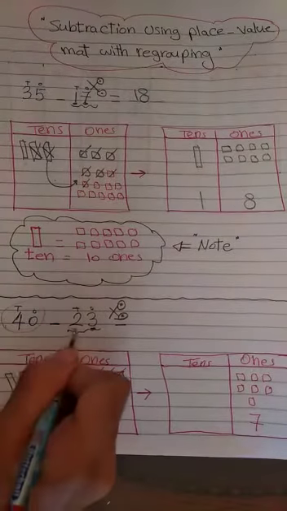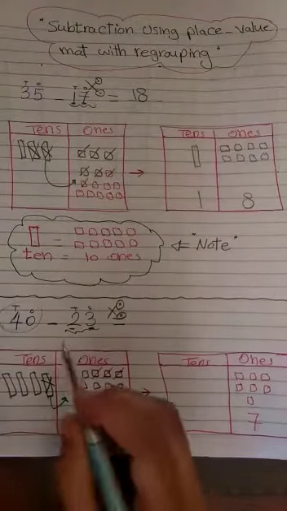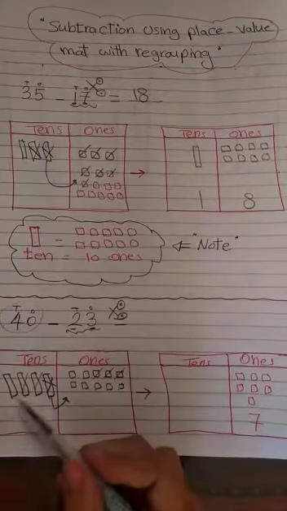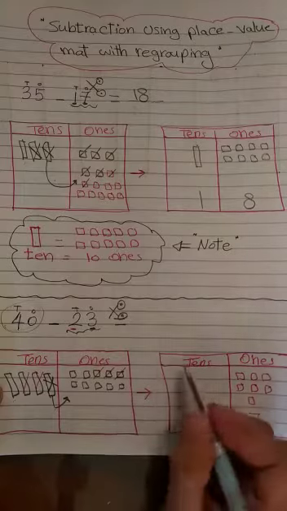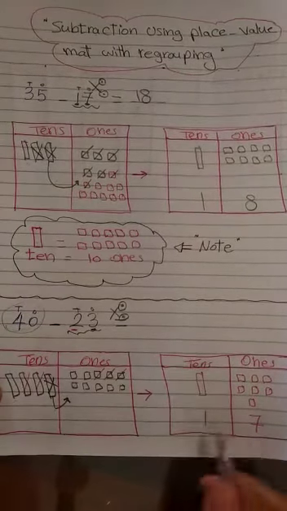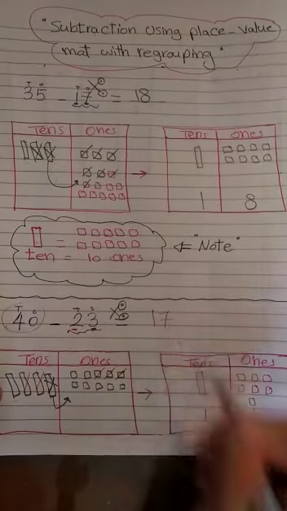Baby, how many tens do you want to take away? I want to take away 2. So we will cut out 2. 1 and 2. Now mommy has how many tens? It has only 1. So I will draw only 1 ten here. And now the answer is 17.